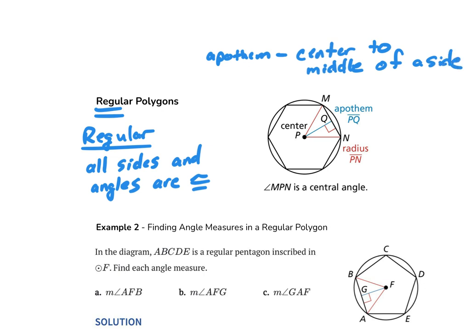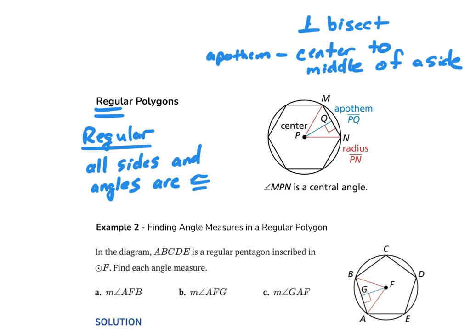Right here, MN is a side of that polygon, right? I'm going to connect the center, and what it's going to do is 2 things. It's going to be perpendicular to it. We can see that here because it's a 90-degree angle. It's also going to bisect it. So it's the perpendicular bisector to that side. And so you might even write that it is the perpendicular bisector to that side. That's what we call the apothem.